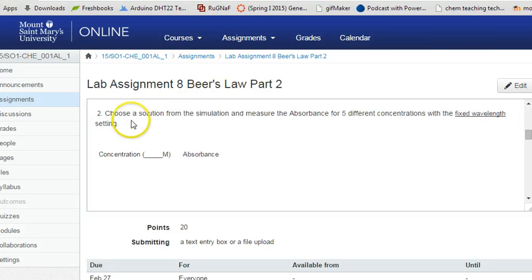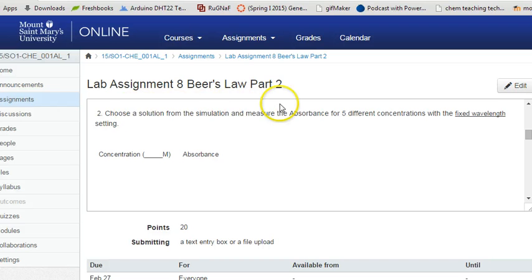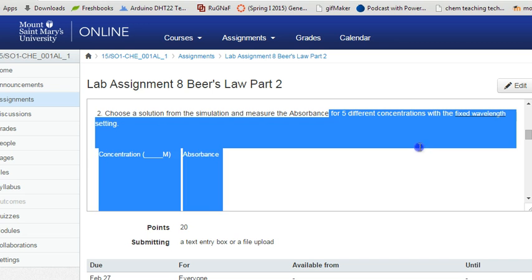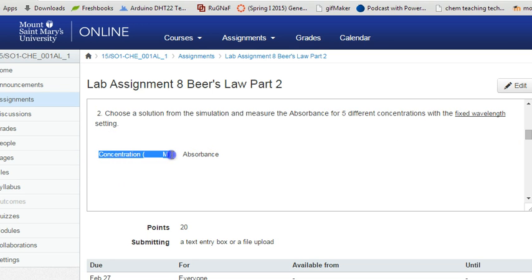Hi, this is for number 2 and for number 3, both in the same video. Number 2 wants you to get 5 different concentrations and 5 different absorbances with a fixed wavelength setting. I know there's only one blank here for concentration and absorbance, but they really want 5. So you need to give me 5 points of data, and here's how to do that.